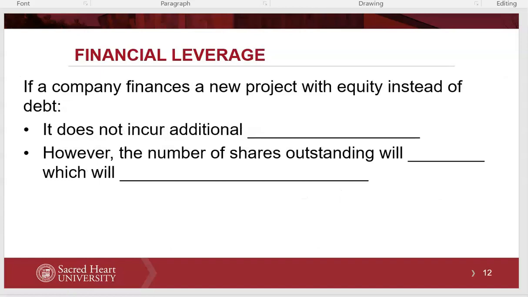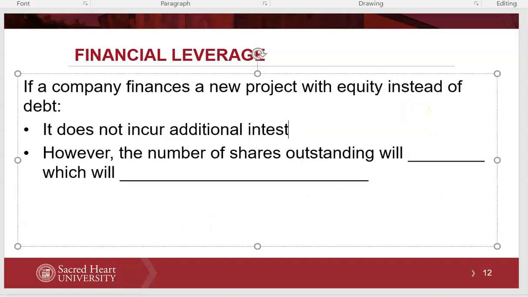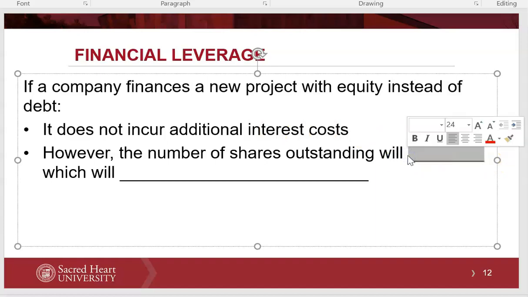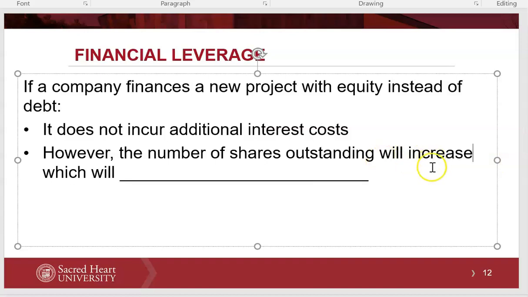If a company finances a new project with equity instead of debt, it does not incur additional interest costs. However, the number of shares outstanding will increase. What is that going to do to earnings per share? Net income might be a little bit higher because there's no interest expense, but what happens to the denominator, the number of common shares outstanding? Well, that denominator is going to increase, and this will reduce earnings per share. So there's a trade-off here with debt versus equity.